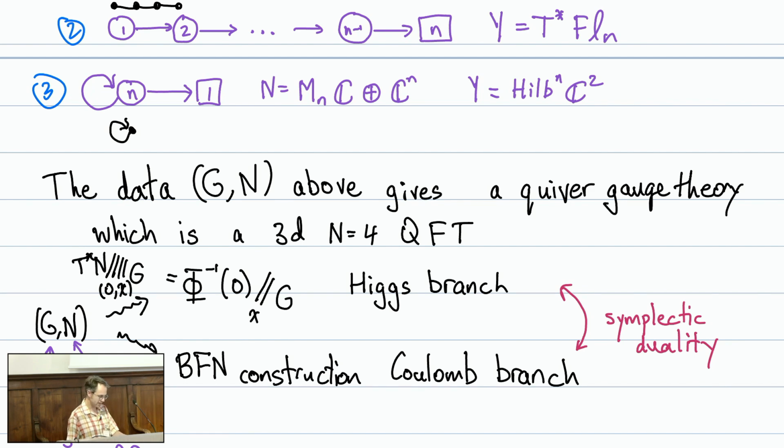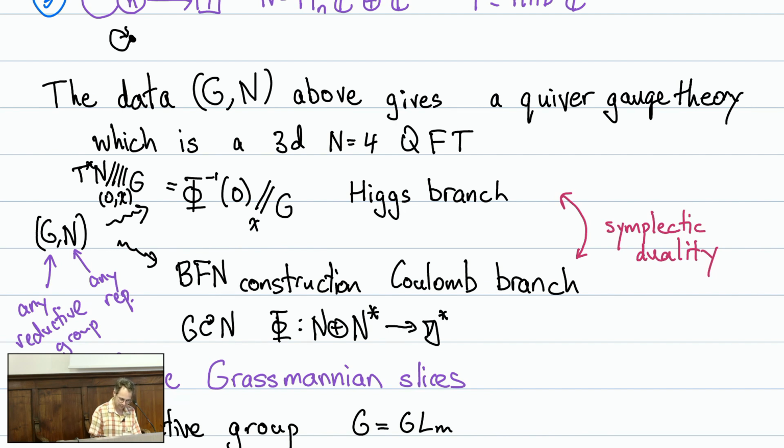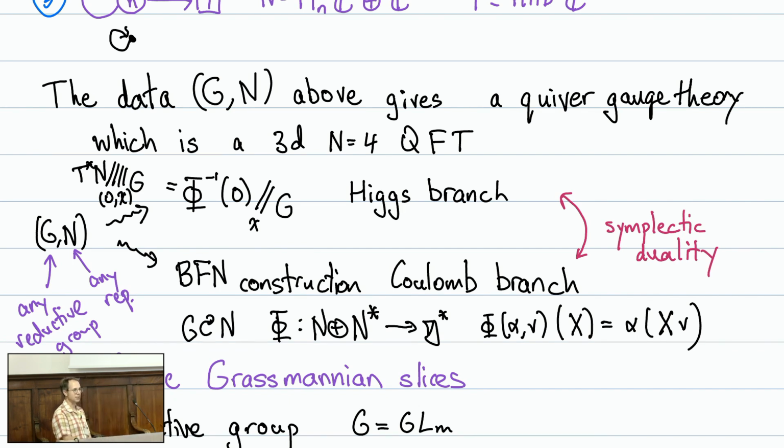Oh, there's always phi. It's a map from the cotangent bundle of n, which is n plus n dual. So you have G acting on n, where n is a vector space. So phi goes from n plus n dual to G dual, and phi of (alpha, v) is the linear functional whose value on a Lie algebra element x is alpha of x of v. So it has a very simple expression.